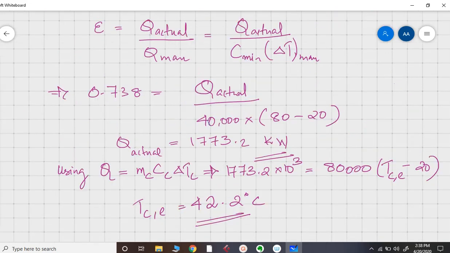From the definition, effectiveness is the ratio of Q actual to Q max. Q max may be written as C minimum multiplied by delta T max. We have calculated effectiveness to be 0.738. Q actual is yet to be known. From the given values, C minimum is 40,000 and maximum temperature difference is the difference in temperature between the inlet hot fluid and the inlet cold fluid, given as 80 and 20 respectively. So using this, you can calculate Q actual to be 1773 kilowatts. Now using Q equals m_c C_c delta Tc, you can substitute and find the value of TCE.